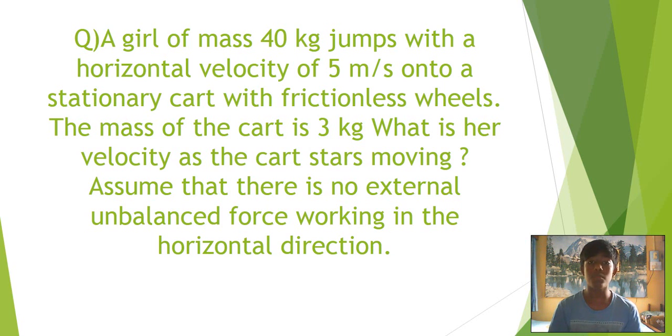A girl of mass 40 kg jumps with a horizontal velocity of 5 meter per second. A horizontal velocity means this side, of 5 meter per second, means the initial velocity of the girl is 5 meter per second, onto a stationary cart, means the cart is at rest, onto a stationary cart with frictionless wheels. The mass of the cart is 3 kg. Okay, what is her velocity as the cart starts moving? What is her velocity means what is the final velocity, v. Okay, assume that there is no external unbalanced force working in the horizontal direction.